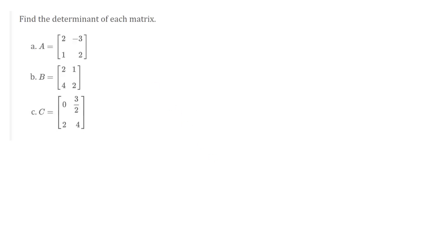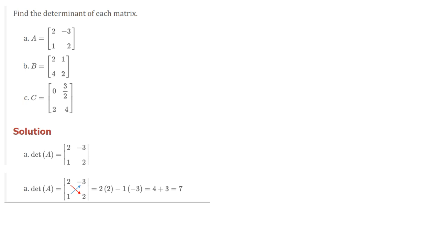So let's find the determinant of these. For A, I'm going to find the determinant of A. So instead of my brackets, I just change them to vertical lines. And we're going to multiply 2 times 2 and negative 3 times 1. So 2 times 2 is 4. And negative 1 times negative 3 is positive 3. 4 plus 3 is 7.